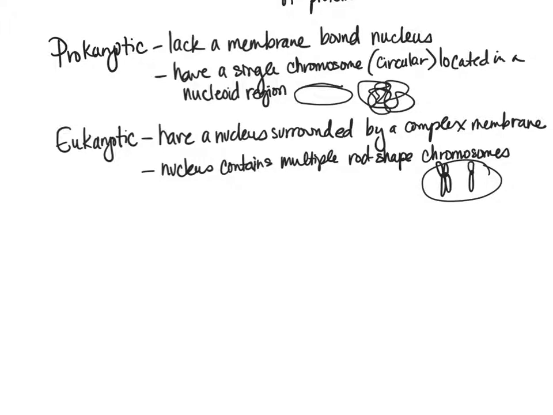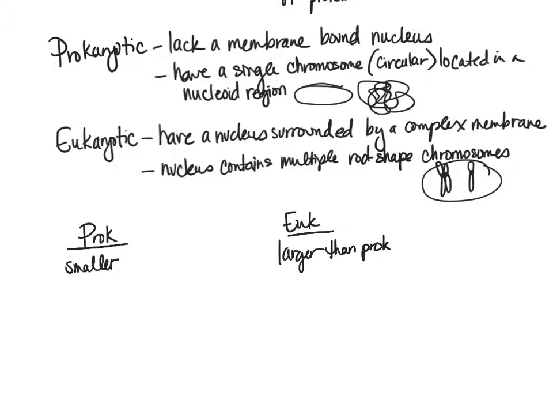And if we look at some differences in our prokaryotic cells compared to our eukaryotic cells, what we can see is that our eukaryotic cells tend to be larger than our prokaryotic cells. So these are smaller. And again, we have our membrane-bound organelles.